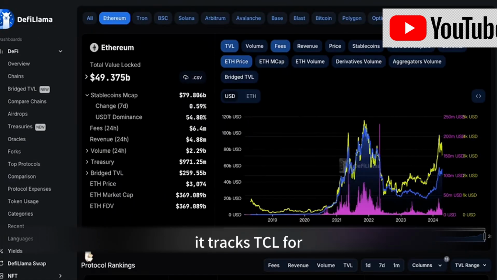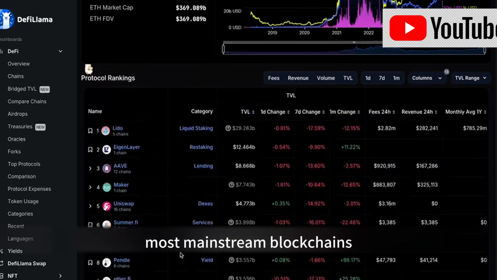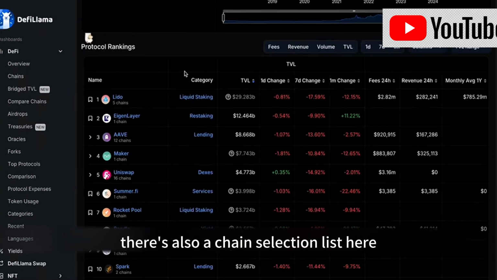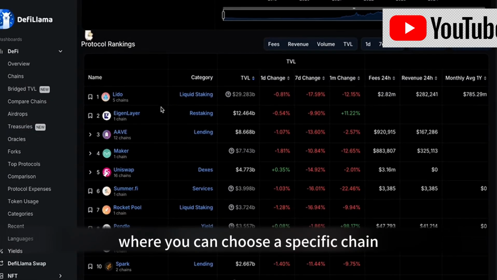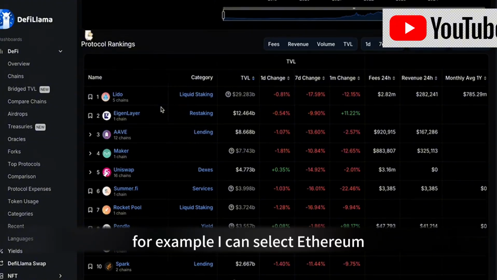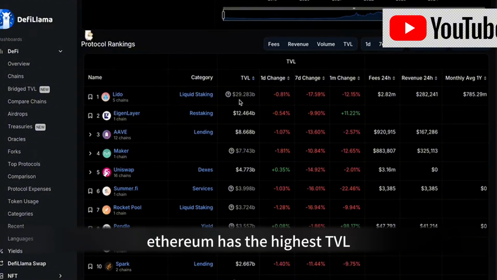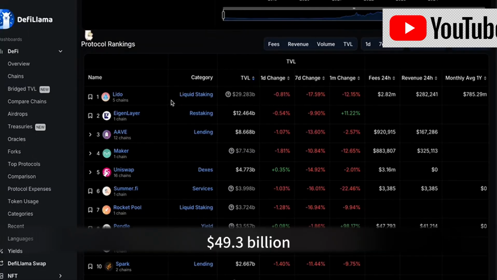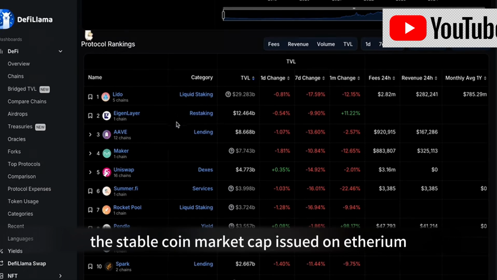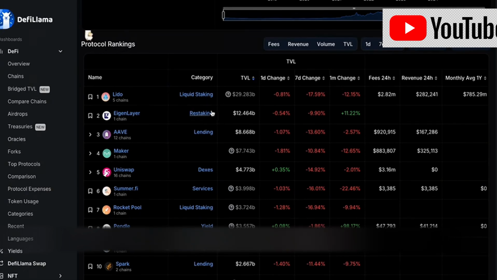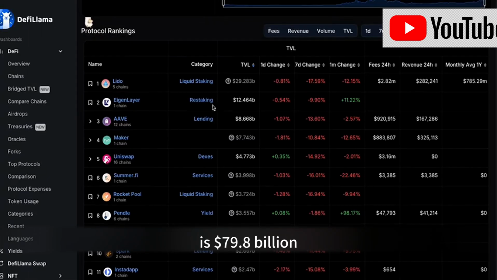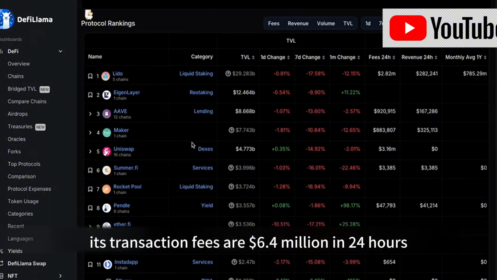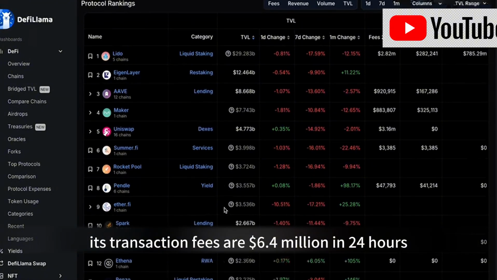It tracks TVL for most mainstream blockchains and major blockchain assets. So we can see different chains displayed above. There's also a chain selection list here where you can choose a specific chain. For example, I can select Ethereum. Ethereum has the highest TVL, currently accounting for more than half, $49.3 billion. The stablecoin market cap issued on Ethereum is $79.8 billion. USDT accounts for 54% of this. Its transaction fees are $6.4 million in 24 hours.